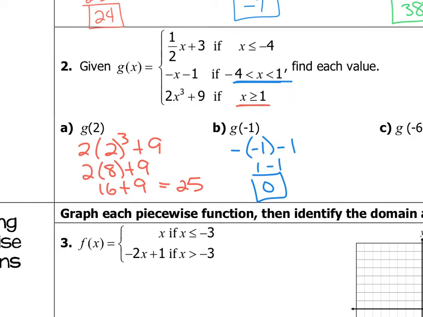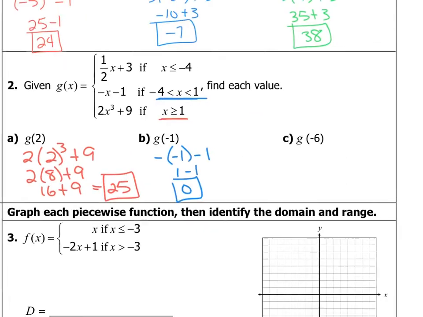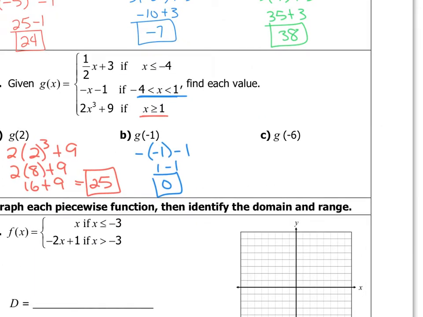Okay, sorry, forgot to box this first one in. And then lastly, okay, let's figure out this last one. We've got g of negative 6. Well, negative 6 falls into this top situation because it is less than or equal to negative 4. So we're going to plug it into the top function. So 1/2 times negative 6 and then plus 3. 1/2 of negative 6 is negative 3, plus 3 gives us 0 again.